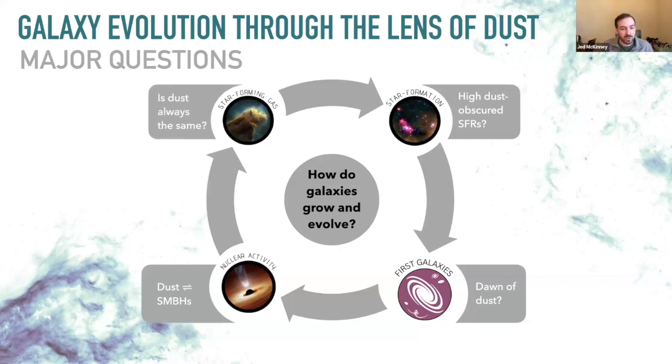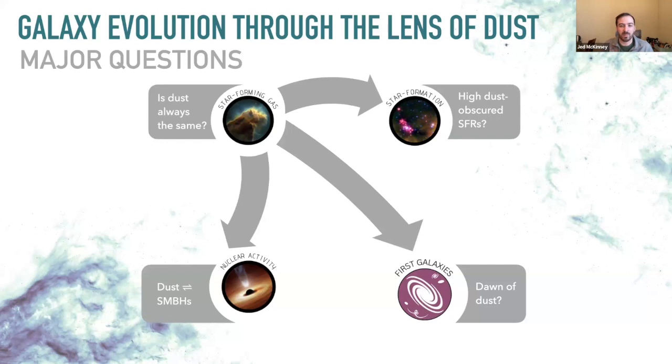And then I'm going to talk about this central assumption: is dust always the same? This is really important in my mind because it underpins almost every aspect of galaxy formation, particularly ones that touch on dust in some way. Okay, so I'm going to talk about the dawn of dust, and probes of dust and dust conditions out to the early universe.